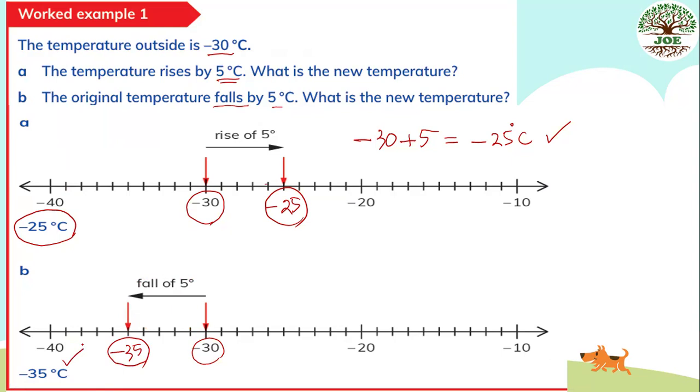If we do the calculation, our recent temperature is -30 and falls means 5 degrees Celsius. So negative and negative, we have to add them. Negative 35 degrees Celsius.